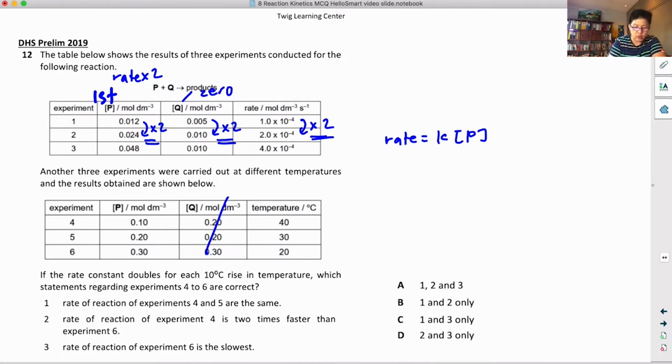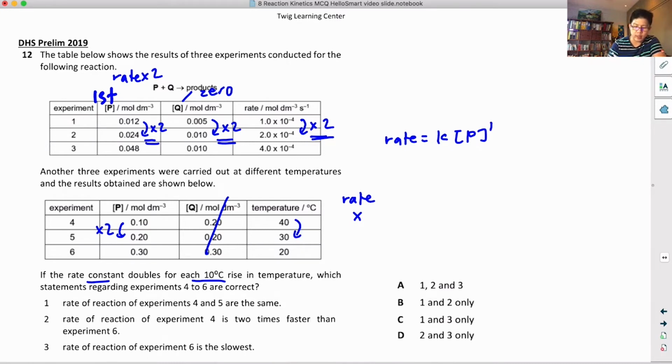They say the rate constant doubles for every rise in temperature, and then they ask you to compare experiments 4 to 6. Let's look at experiment 4. Say experiment 4 is the reference point, and the rate is X. Now let's look at experiment 5. When I double this, it causes the rate to double because it's first order.